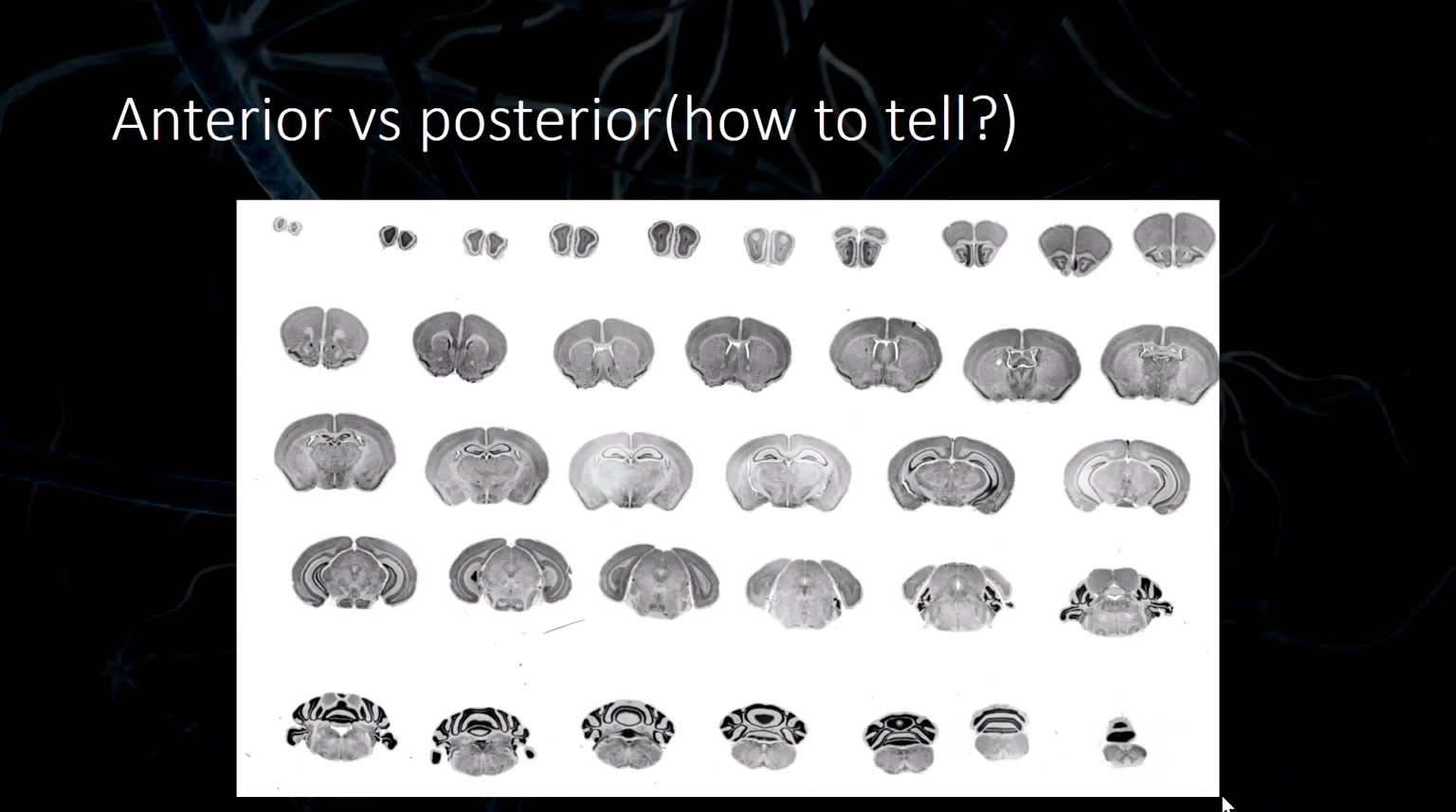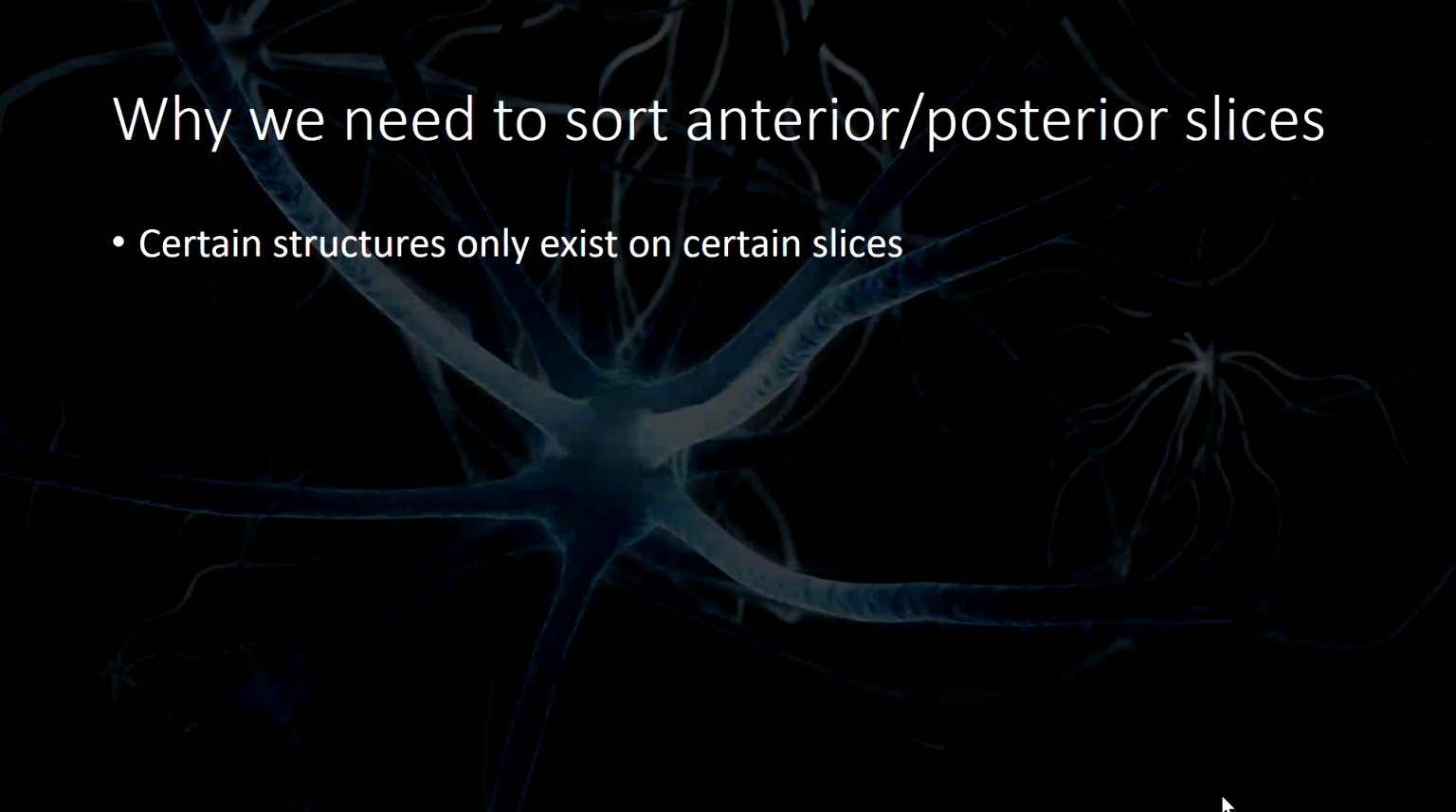Okay, we make a lot of coronal sections from a mouse brain. Before we stain them or look at the structures, we have to sort the anterior and posterior. Why is that? Because certain structures only exist on certain slides. If you keep searching on the anterior slides for a structure that's supposed to be on the posterior slides, even if you work so hard, you still don't have any result, right?